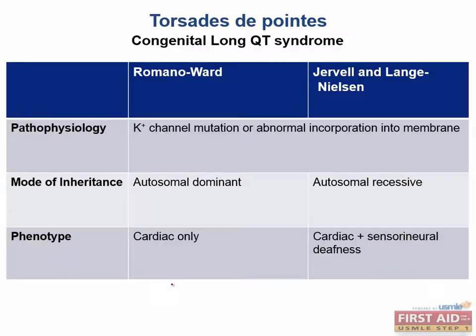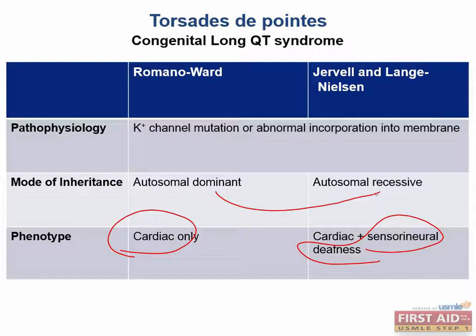So back to our table, notice that Romano-Ward is cardiac only, while JLN has this sensorineural deafness component. Extremely high yield, because that's the only way you differentiate the two: autosomal dominant, autosomal recessive, and then the one that has deafness.